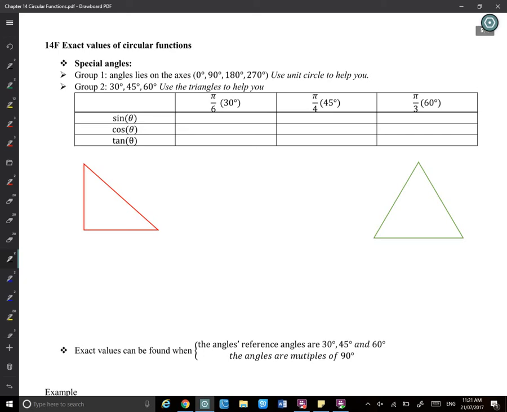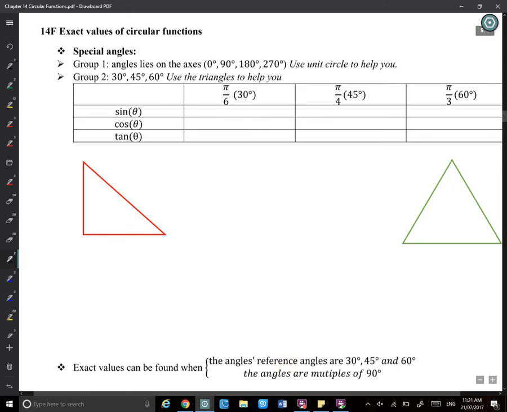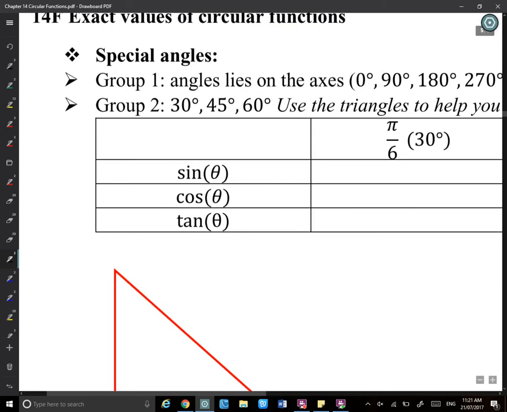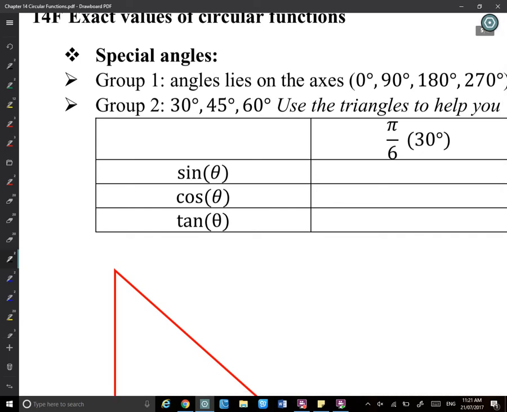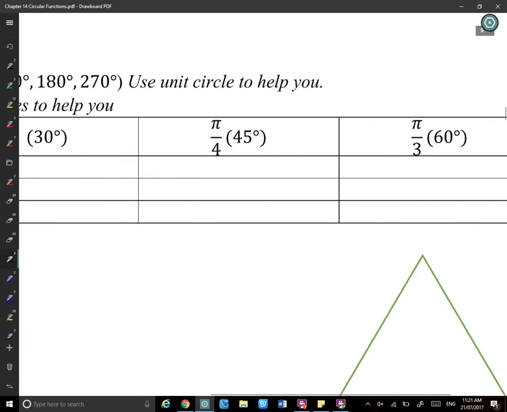Okay, I have type 2 special angles, which are 30, 45, and 60 degrees. Not only those three angles, there will be something called related angles or reference angles. When an angle's reference angle is 30, 45, or 60, they are special angles. But we'll talk more about the special reference angle later. Let's just have a look. Why are 30, 45, and 60 degrees special angles?